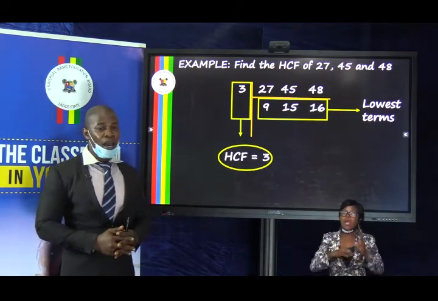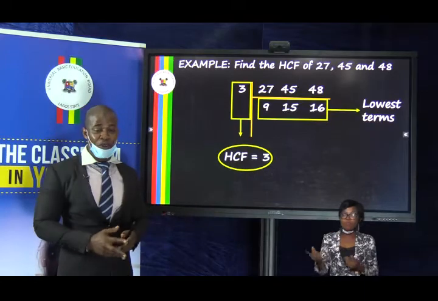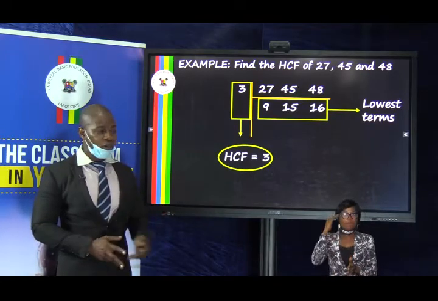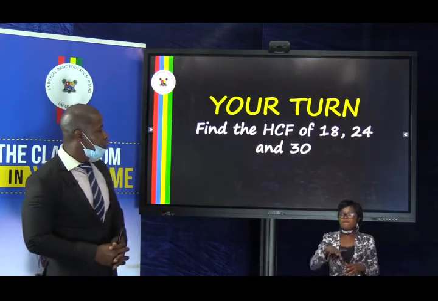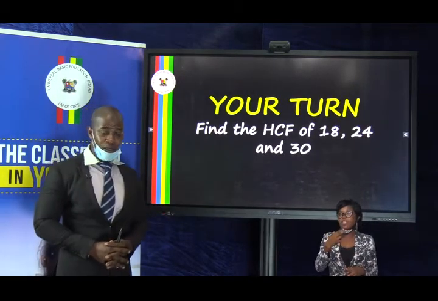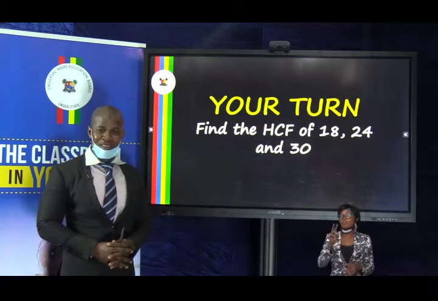Don't worry, I'm not going to give you something as tough as this for your activity. That will be for the homework. But for now, take this. You have to find the highest common factor of 18, 24, and 30. You have 1 minute, begin.